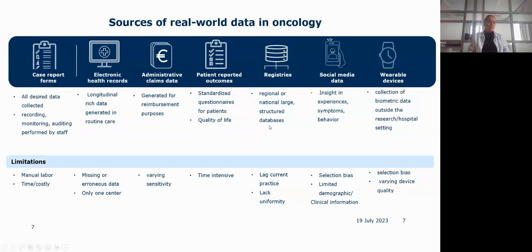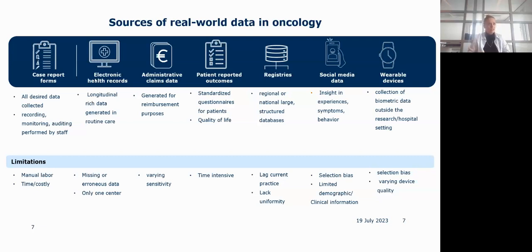So this is an overview. It's not everything, of course, but it's a very general overview of what kinds of sources of real-world data we actually have. In the beginning, you have the case report forms used in the trials, which means that, basically, you can collect all the data you want. It's done by staff: measurements, lab values, everything. Patients are there. But of course, this is manual labor. It's very time-consuming and costly, and you cannot do that for everything.